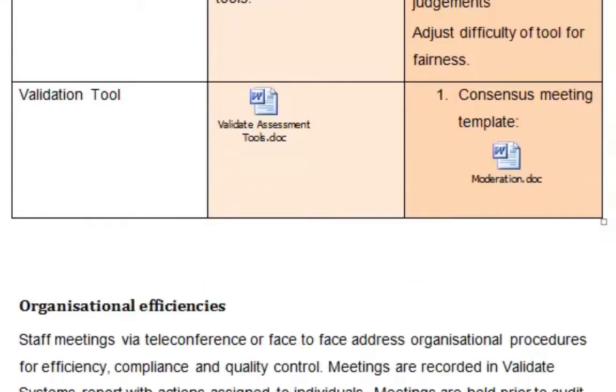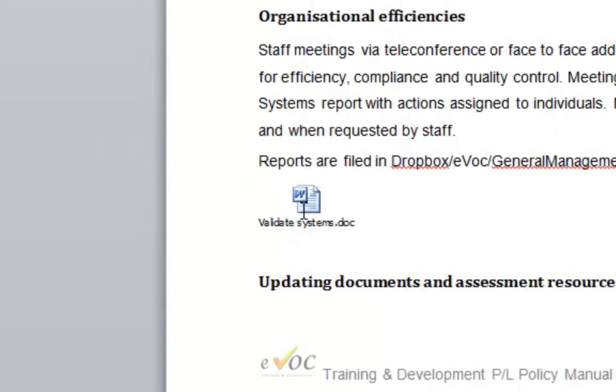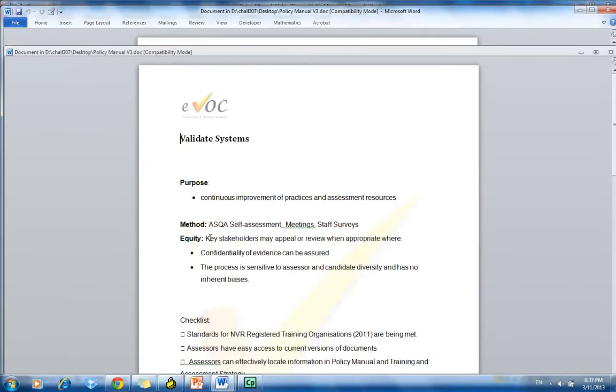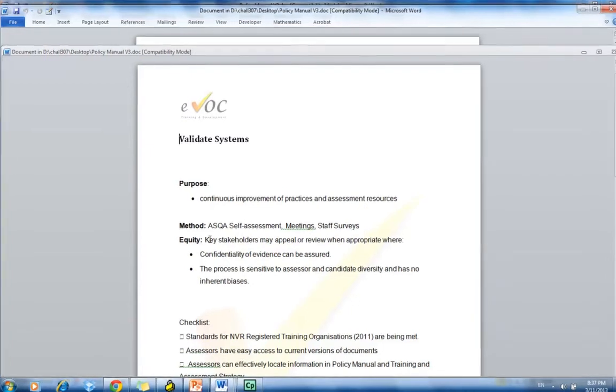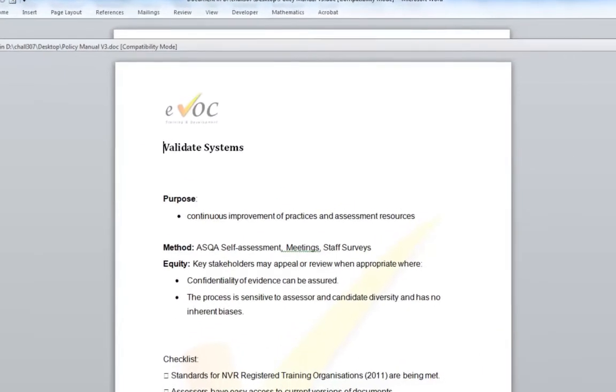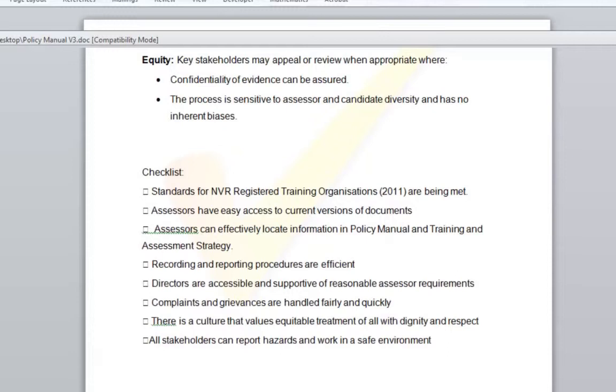Now there's a third validation tool, and that's called Validate Systems, and that's available for staff when we want to sit down at a staff meeting and look at the organisational structure and procedures as well. So it's important at this stage just to quickly touch on that. So are the standards being met? So will we pass audit? So you can actually apply the ASQA self-assessment checklist for that and report to the staff on that.